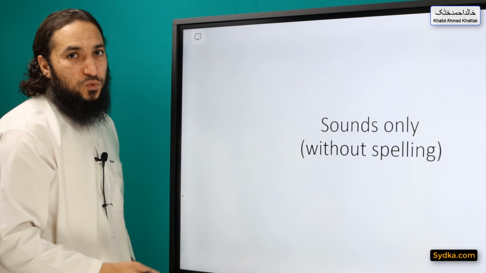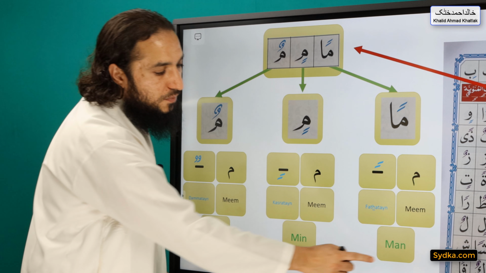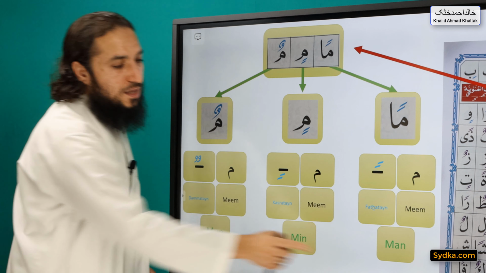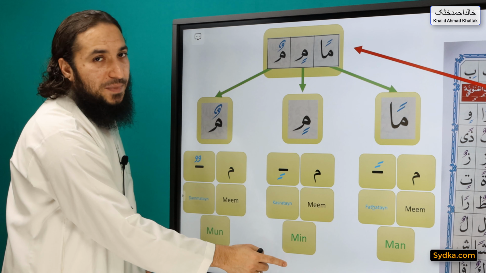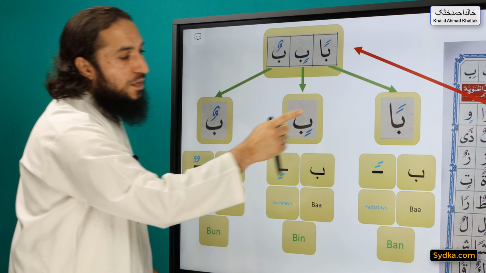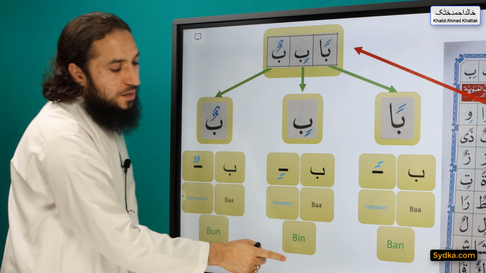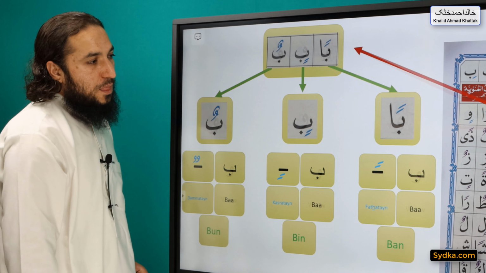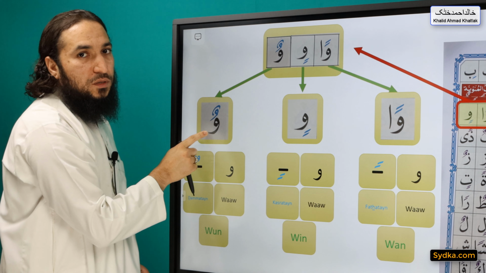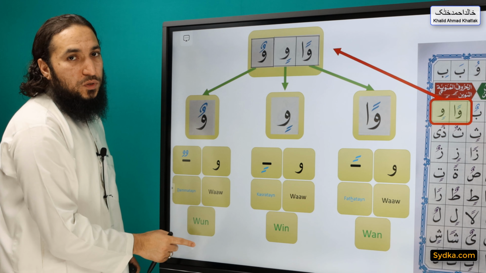The next three slides would be sounds only without any spellings. Man, min, mun. Ban, bin, bun. Wan, win, wun.